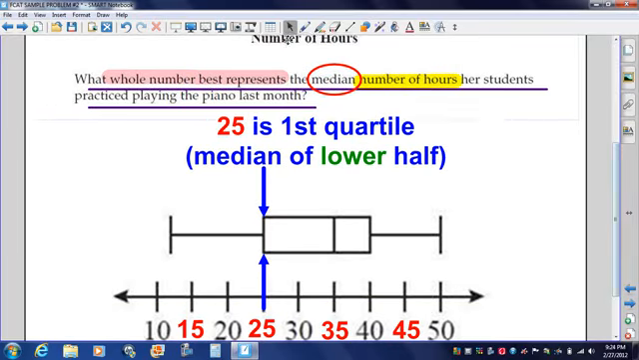Again, on your paper, make yourself a note. The beginning of the box is known as the first quartile, and 25 is going to be the beginning of the box, or the first quartile. So on your paper, you can draw yourself an arrow if you want to. Make yourself a note. 25 is the first quartile, or the median of the lower half.